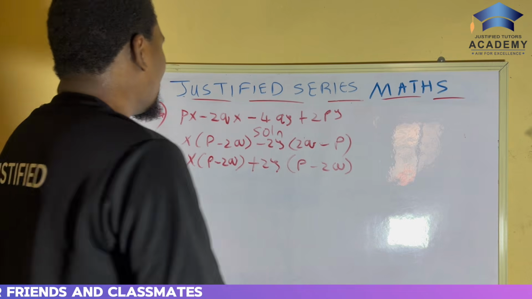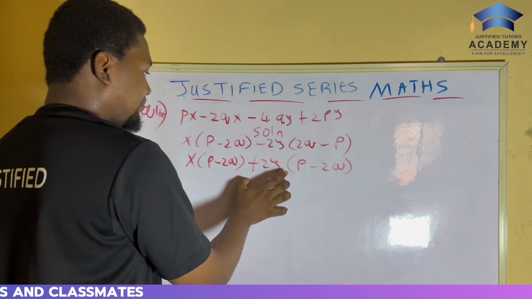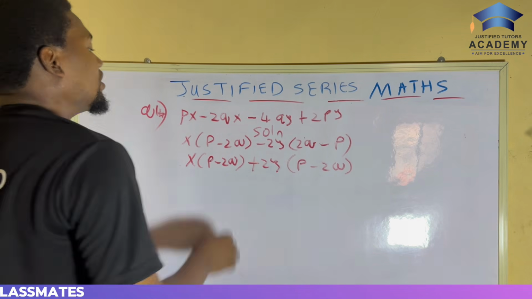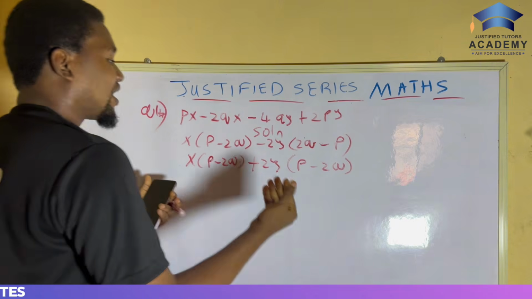Now, we're not done yet. We're not done, but almost done. Now, you see, we've arrived at this junction. So now, what do we do now? You can now see that what?